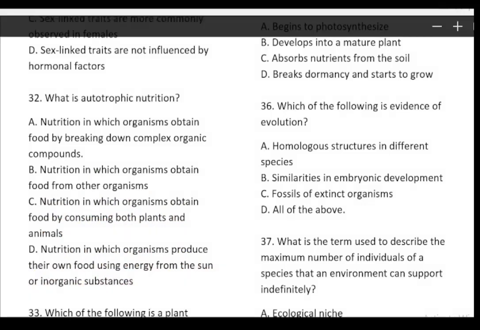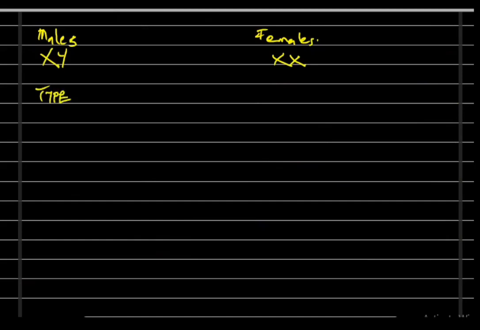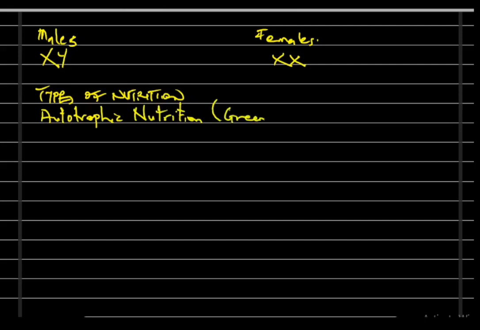Now, option D is our answer. Why are we going to pick option D? Because we have two types of nutrition. Types of nutrition. We have autotrophic nutrition, which is actually carried out by plants, carried out by green plants. And that is why they are called the producers. So they manufacture their food by themselves.